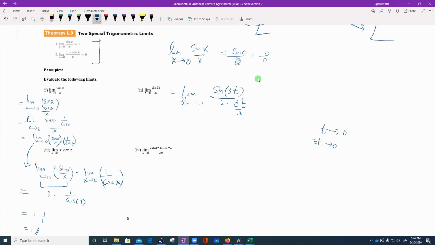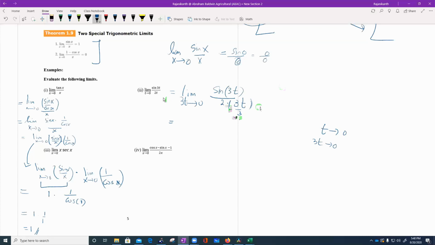Do you agree with me? You could rewrite 2t as 2 times 3 over 3 times t. When you simplify back, you will get again 2t, right? Because 3 cancels, you will get simply t here. t times 2 is 2t. Am I right?